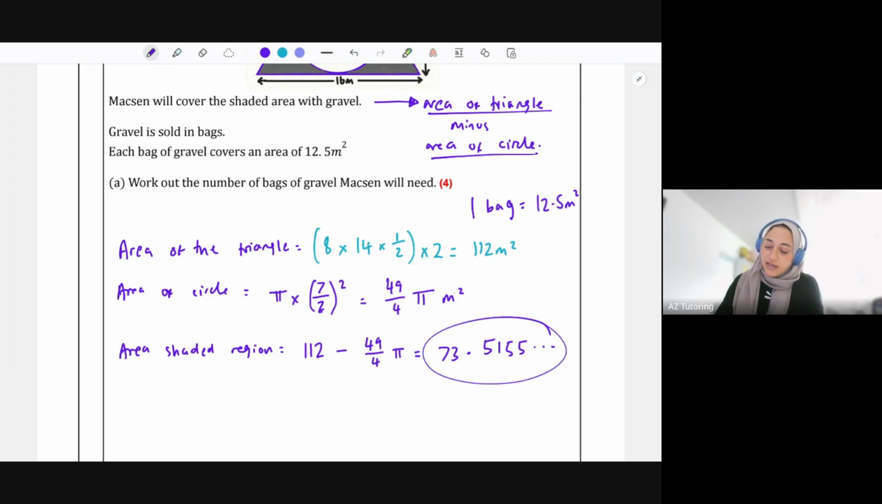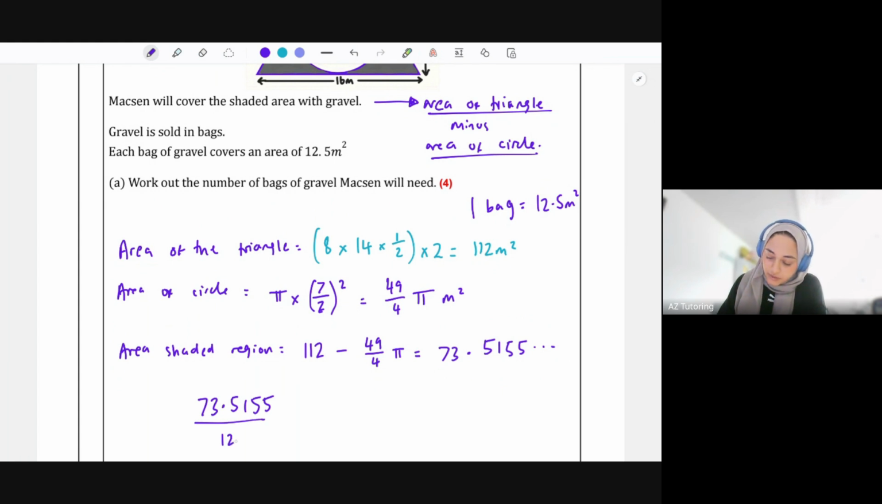Because this is the area we're covering, and we know one bag covers 12.5 meters squared, we can just do 73.5155 divided by 12.5 to figure out how many bags we need. The answer to that gives us 5.8812. But we can't have 0.8 of a bag, so we're going to round it up because we need to cover that 0.8 as well. So we're going to need 6 bags.